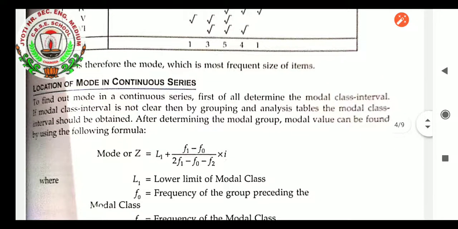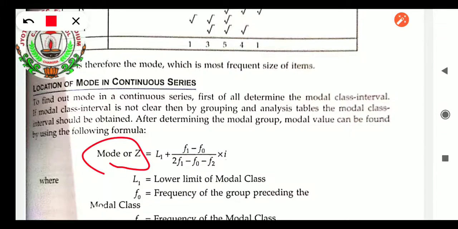Location of mode in a continuous series. To find the mode in a continuous series, first of all determine the modal class interval. If the modal class interval is not clear, then by the grouping and analysis table the modal class interval should be obtained. After determining the modal class, the modal value can be found using the following formula. Mode, or z, equals L1 plus... can you see the formula? How is the mode symbolized? It is symbolized with z.